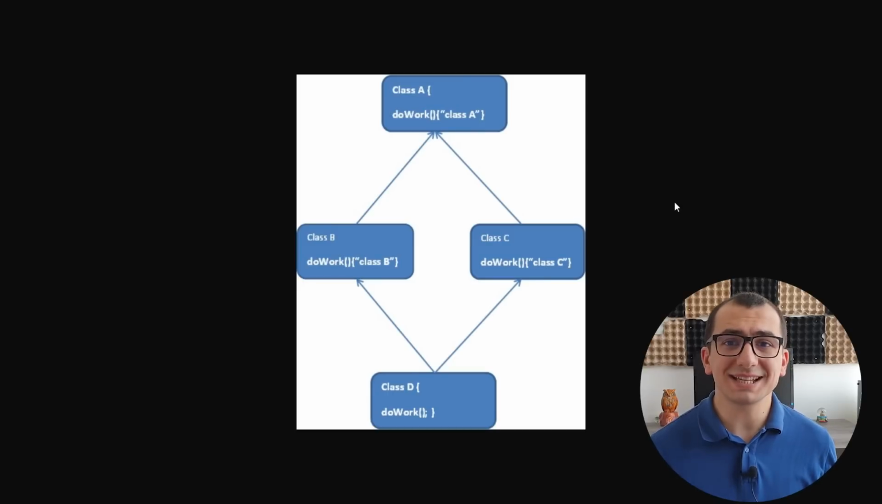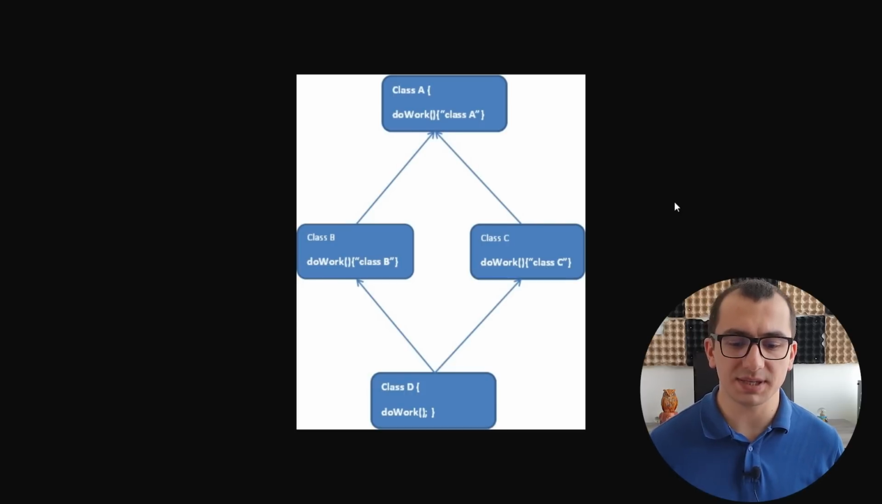Let's talk about single inheritance and how traits solve this problem in conflict resolution. So in the following example, I have classes A, B, C, and D, and class A has method doWork which outputs class A. In class B and class C, which extend class A, we override this method doWork and output different strings like class B and class C.